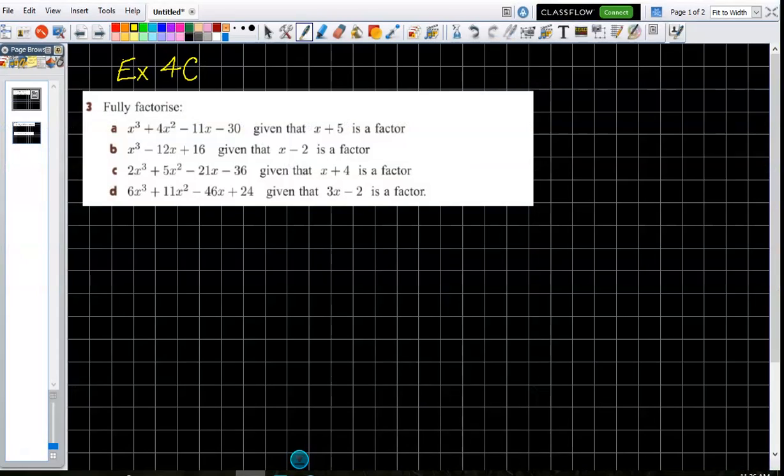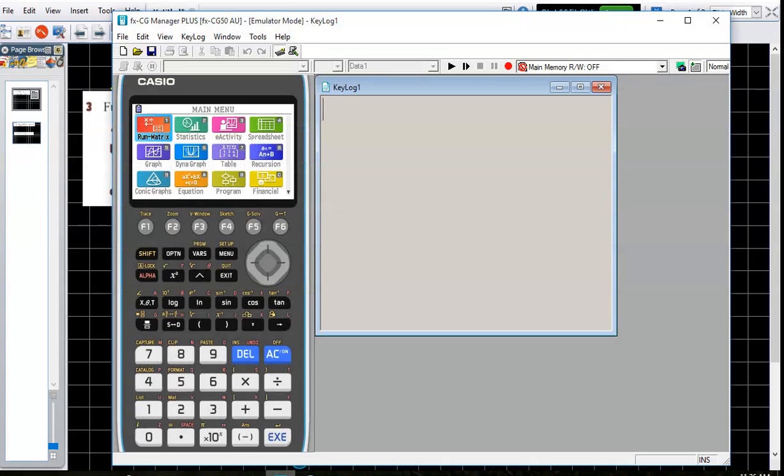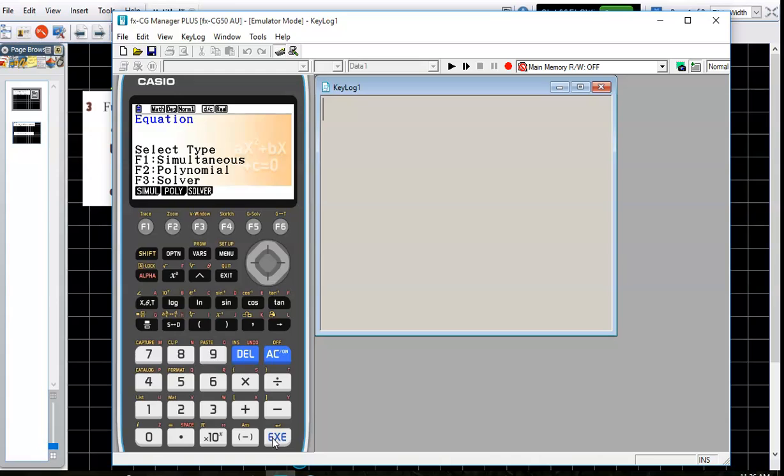So, where we left off last lesson was stuff like this: fully factorise, given that x plus 5 is a factor. Now, if that was a question, it might not have even given you x plus 5. It might have just said, fully factorise. The first thing I would do is go to my calculator. I'd be keeping my fingers crossed, because it said fully factorise, maybe it's only worth 1 mark. That means I'm hoping it just comes up straight away.